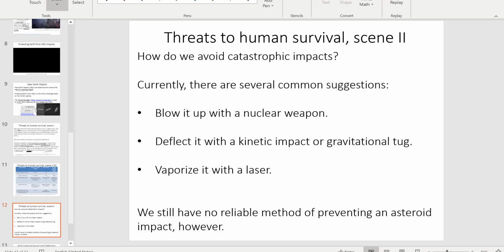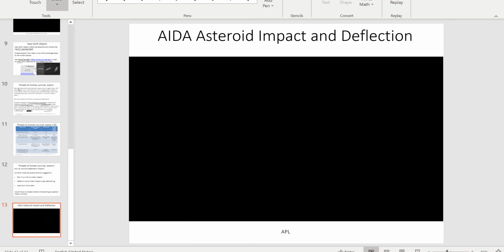Well, there's a couple different strategies that people have talked about. You could blow it up with a nuclear weapon. You could deflect it with some kind of impact, a kinetic impact, meaning you can crash something on it. Or you could attach something to it that has a rocket, or you could try a gravitational tug. You can also try vaporizing it with a laser. These are actually serious proposals that people have talked about.